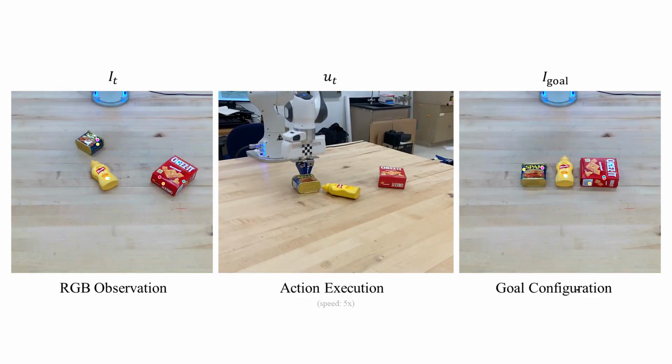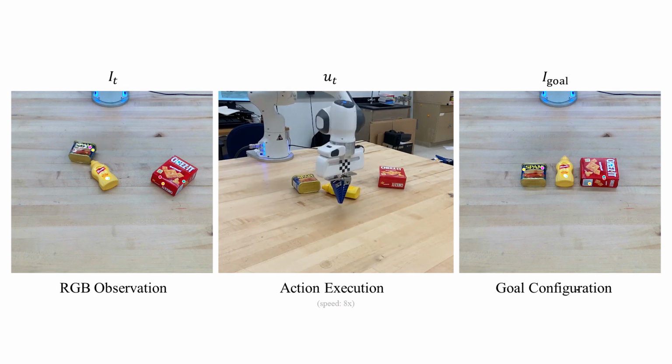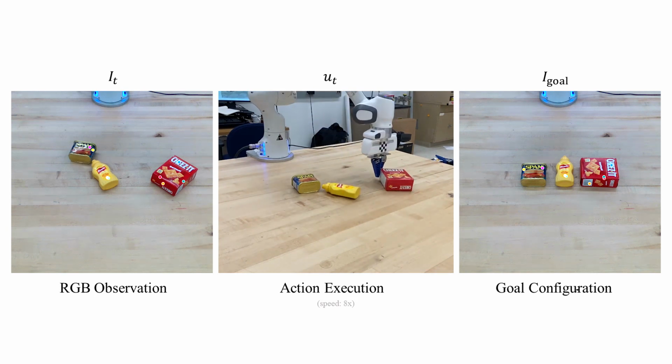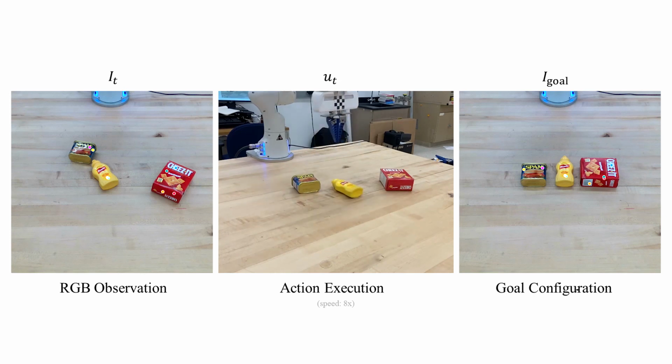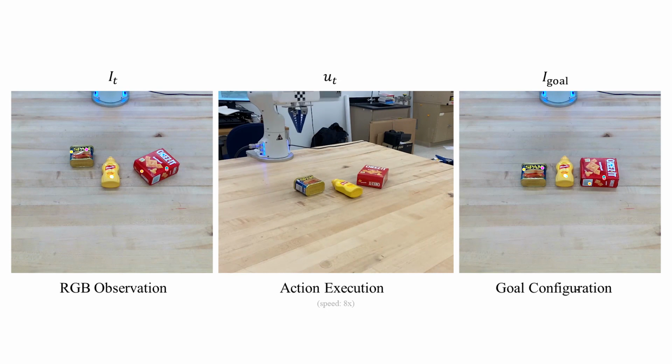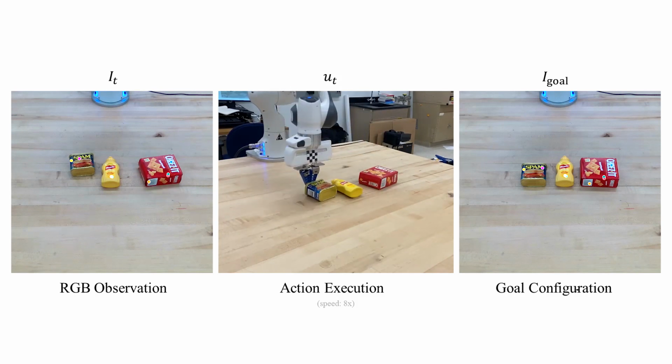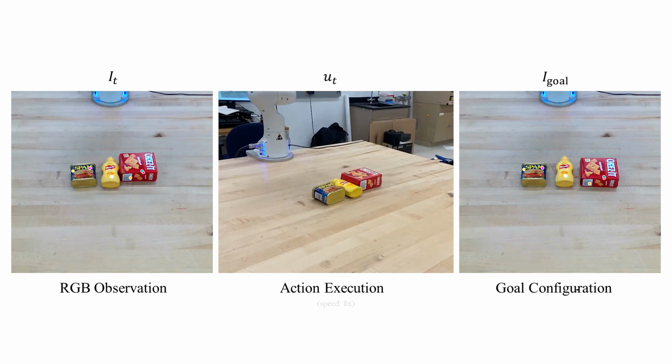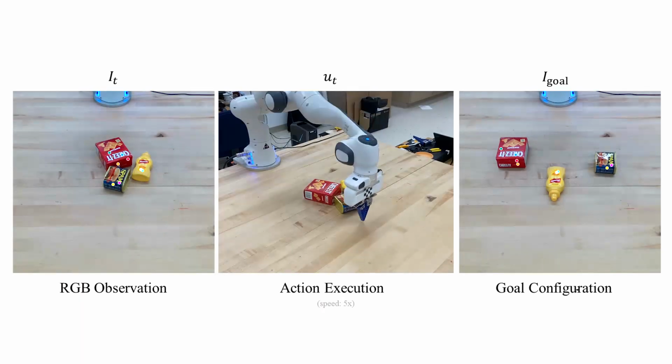Here we show the process of object rearrangement task in a real setting. Although trained on simulation, our model transfers well to the real robot. The robot successfully plans a sequence of pushing actions and rearranges the objects into the goal configuration. Here's another example.